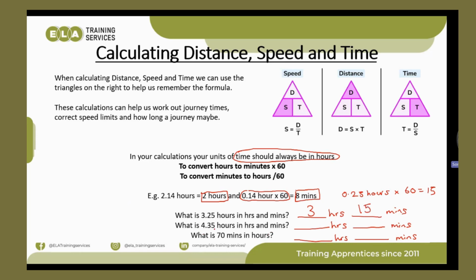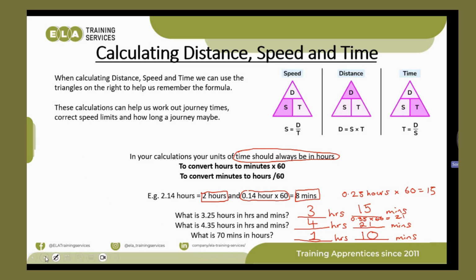Then we've got 4.35 hours in hours and minutes. So we've got 4 full hours and 0.35 times 60, which is then 21 minutes. So 4.35 hours is actually 4 hours and 21 minutes, and then 70 minutes in an hour. So what we've got here is how many minutes are in an hour. We know is 60. There's 10 minutes left from 60 to 70. So we've got 1 full hour and 10 minutes. And that is how we calculate conversions of time with minutes and hours.